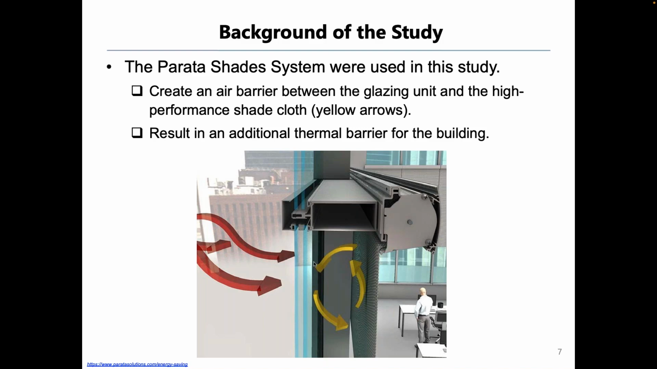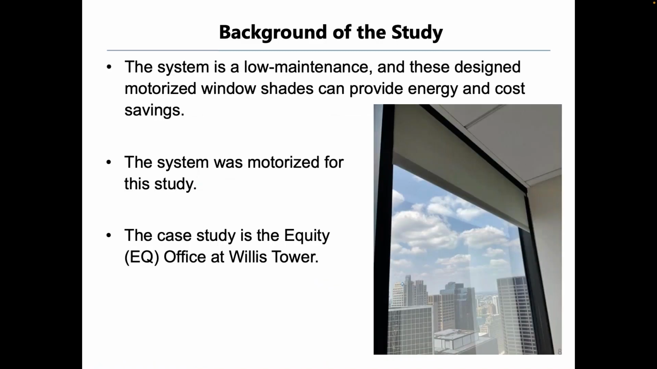So the idea is you use the gap between the window and the shade to absorb the heat and add an extra thermal barrier. And this is very good for cold climates such as Chicago. That was the whole idea behind this shade and this study, looking at how we could reduce the heating and cooling in especially commercial buildings.